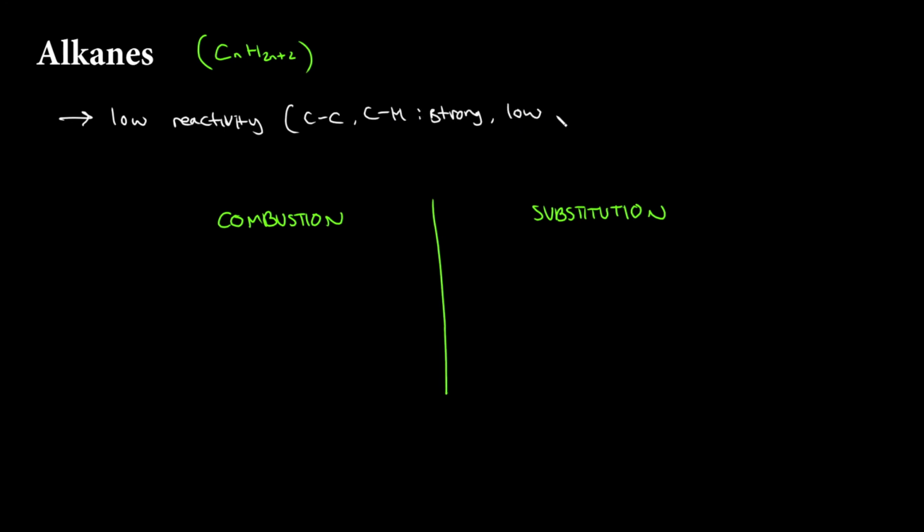And alkanes are also low in polarity, which makes alkanes very non-reactive, and hence they only go through 2 types of reactions: combustion and substitution reactions. So let's go through combustion reactions first.